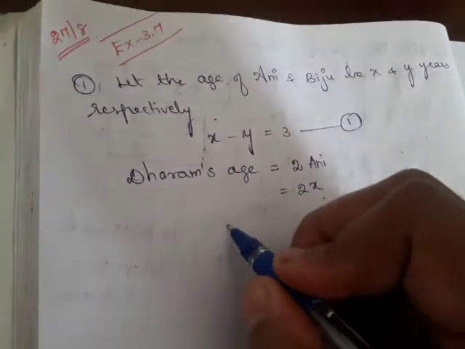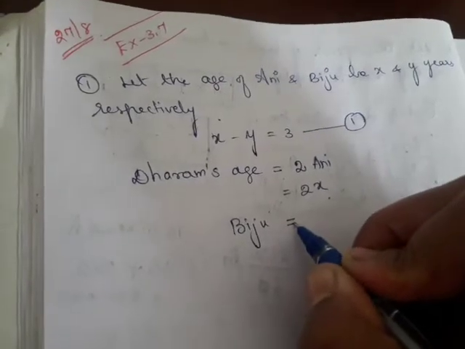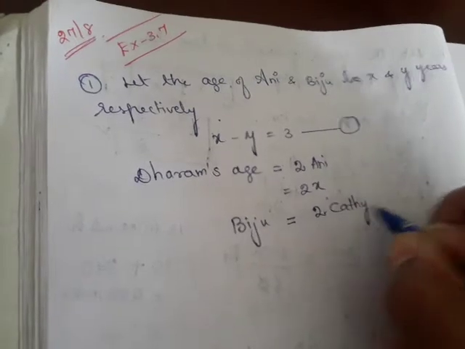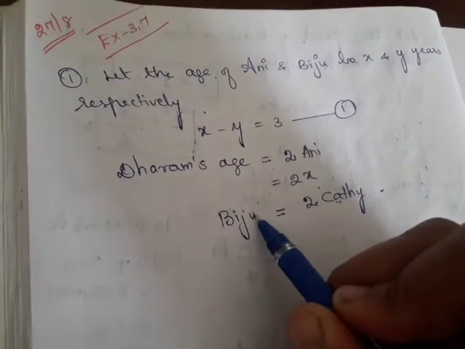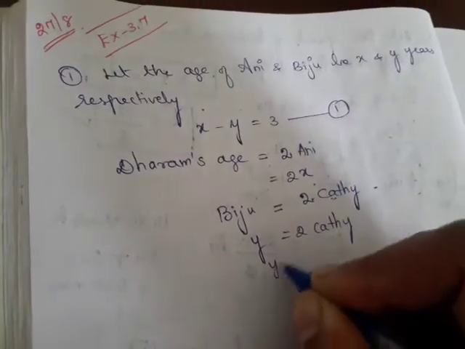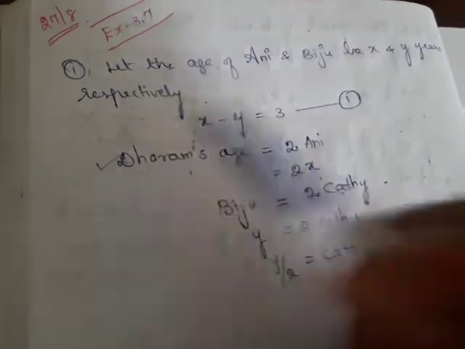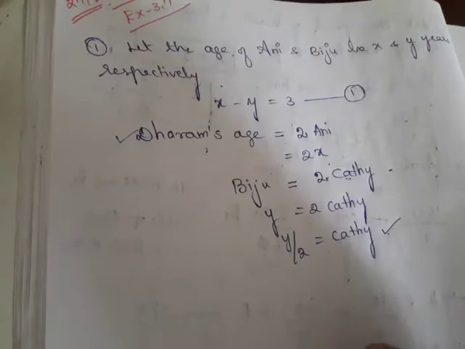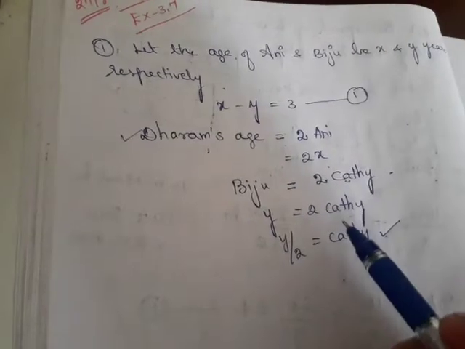Then it is given that Biju is twice as old as his sister Kati. But we don't have any information, we didn't assume anything for the age of Kati. But Biju, we assumed as y. So y equals 2 times Kati, so y by 2 is the age of Kati. Now we have Dharam's age and Kati's age. Now you frame your equation. What is our second equation? The ages of Kati and Dharam differ by 30.